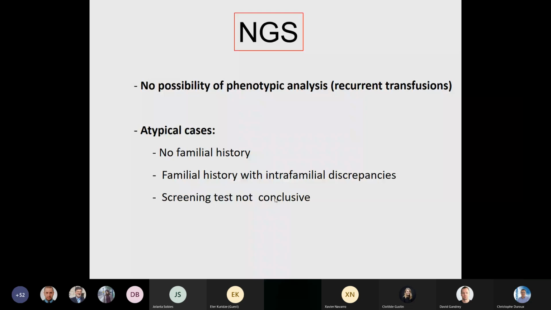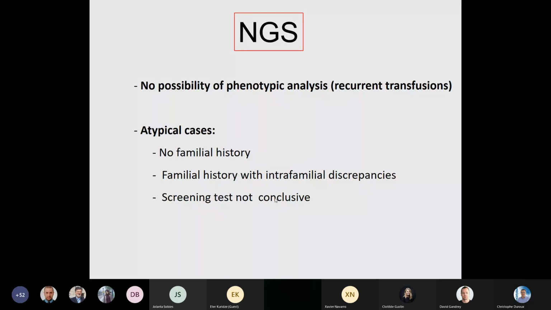Even if we are sure of the diagnostic, if it looks very atypical, we prefer confirming the data using genetic analysis. So when there is no familial history, or when there is a familial history but a strong discrepancy in terms of severity inside the family, we think that there may be something that modifies the phenotype. And then also when the screening tests are not conclusive, we perform NGS.